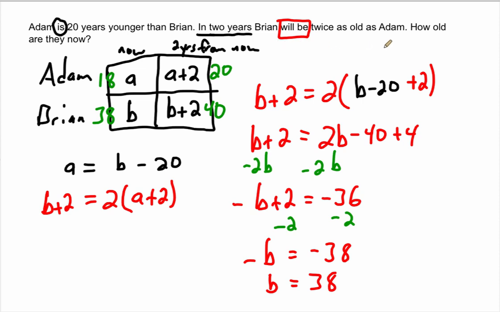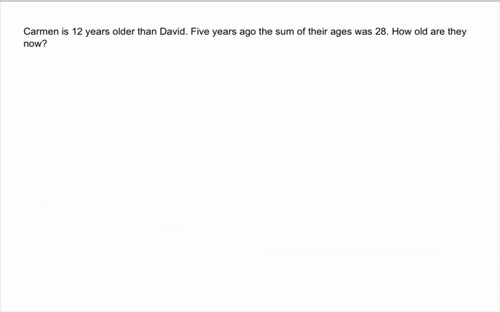Now I'm going to reread the question. How old are they now? Brian is 38. Adam is 18. Done. Next problem.